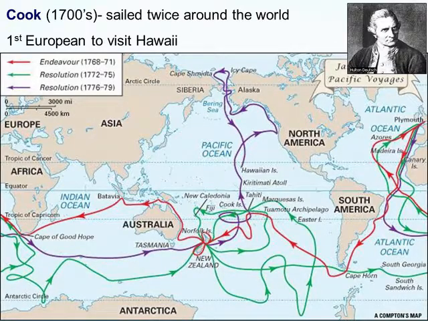Then we have Cook in the 1700s. He sailed around the world twice. He was also credited with being the first European to set foot on Hawaii. He did that in his third voyage around the world. And you can see he did a lot of traveling, especially on that second one. He went all over the place and looked at all different sorts of things.